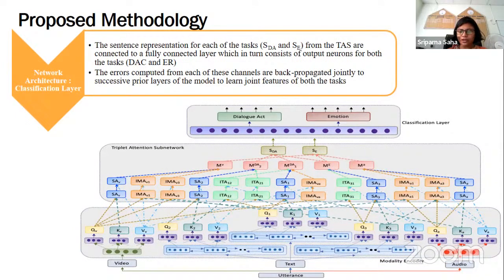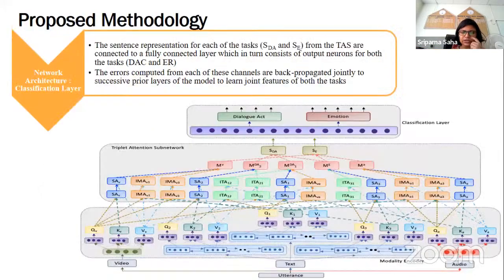So we are getting the corresponding outputs, and the error is calculated on both sides, the dialogue act side as well as the emotion side. We combine the errors together, and that is backpropagated to train the network. We put more emphasis on the dialogue act side because this is our primary task, so while calculating the loss we emphasize the dialogue act side rather than the emotion side.